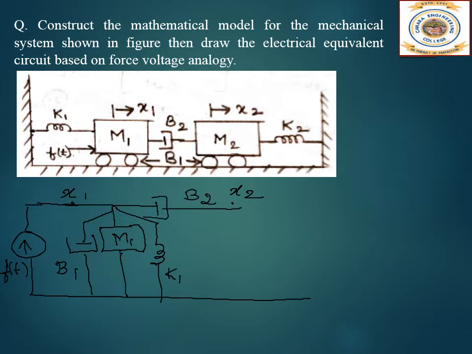Next is M2. M2 is connected between x2 and the reference. M2 is always connected between the reference and the particular node. Then B1 is there for this also, so again that will be from x2 to ground. So we have B1 twice over here. Then K2 is connected between the node x2 and the ground. This is K2. So now we are done with the equivalent mechanical network.